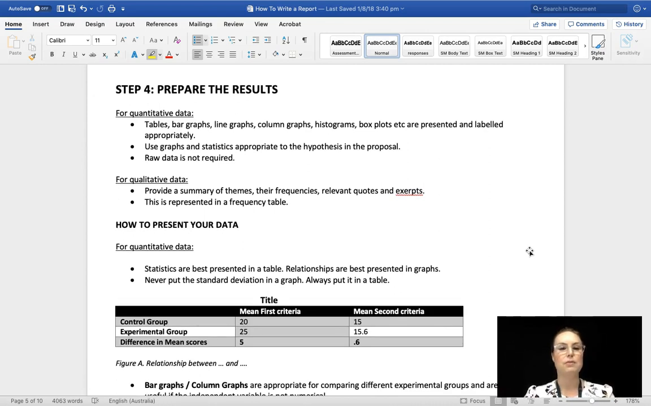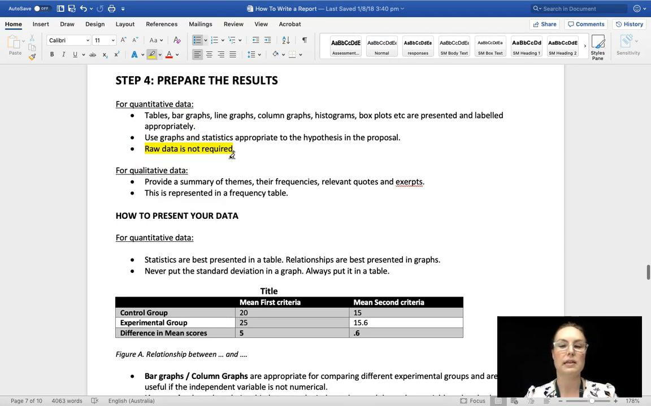Now, let's look at the results, because the really important thing here is making sure that you know what kind of data you have and that you choose the most appropriate way to present that data. So if you have quantitative data, you're thinking about how you are going to present that, making sure you are doing that in as clear a way as possible and that you do not use any raw data.